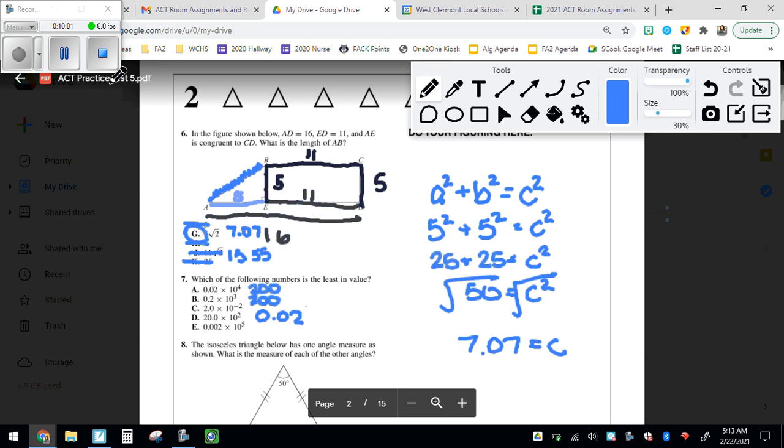So already I know that C is smaller than A and B, so I'm going to cross those guys out. D, 20 times 10 to the 2 makes 2,000. So it can't be that because 0.02 is still smaller. And then let's do the last one. 0.002 times 10 to the 5th made 200. So the smallest was C. And we found that just by plugging stuff into the calculator, right? Even though we didn't teach it, that one was figure outable.